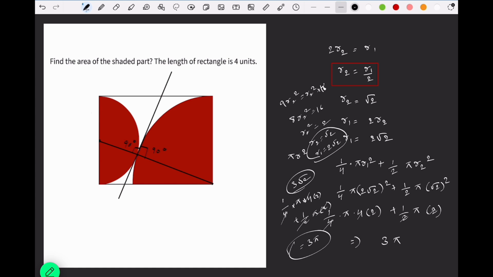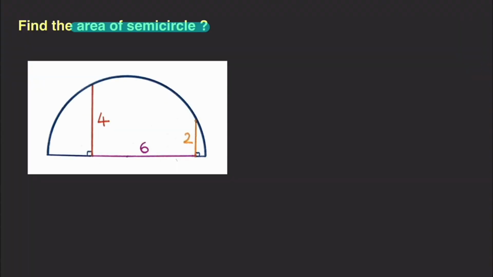Let's dive into today's question. First, let's mark the center of the semicircle. I am naming the center of the semicircle as A and I am marking some more points. I am marking this point as B, this point as C, this point as D and this point as E. Now I am connecting the points E and A. Now I am connecting the points A and D.